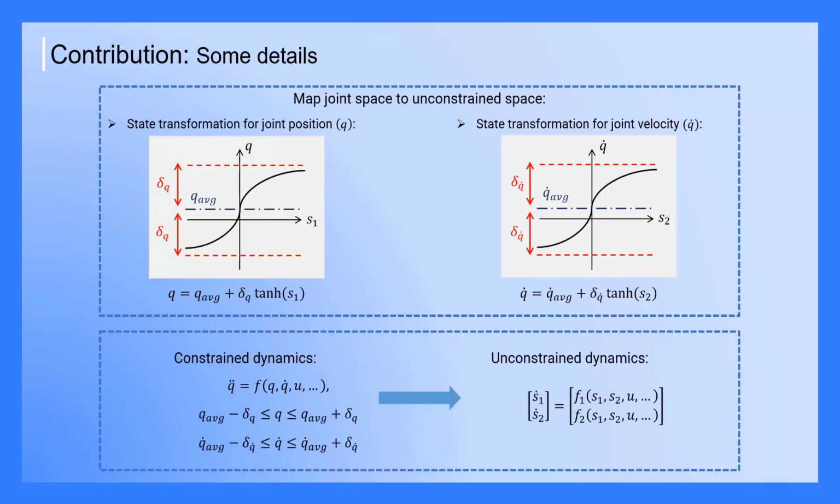With this mapping, we transform the constrained dynamics of the robotic system which is written with respect to joint position and velocity to an unconstrained dynamics written with respect to new states S1 and S2. Moreover, if S1 and S2 are stable and track the corresponding desired trajectory, then Q and Q dot satisfy the limits while tracking the desired trajectory. With this unconstrained dynamics, the control approaches proposed in the literature could be used for controlling the robot for performing the desired motion. We used the feedback linearization approach in our paper.